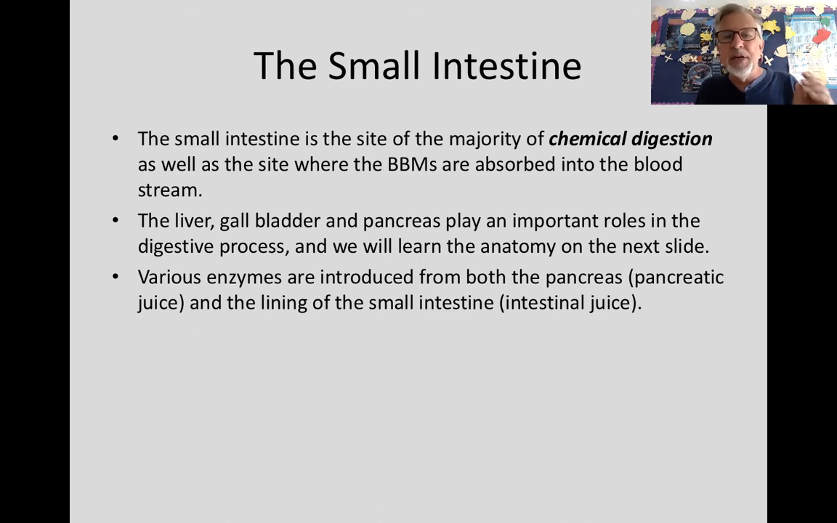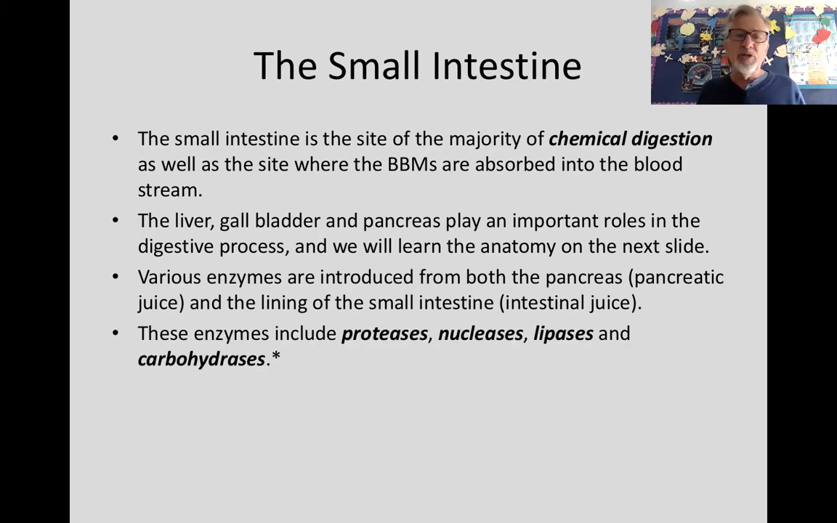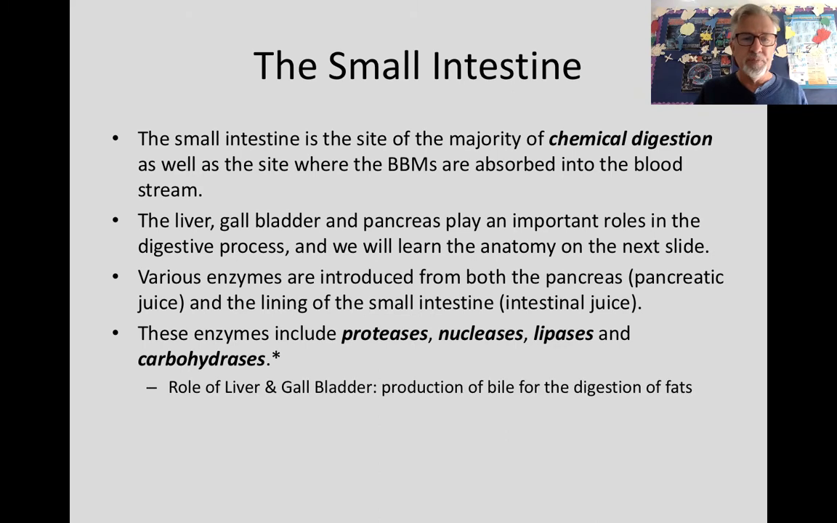Various enzymes are going to be introduced through both the pancreas and the lining of the small intestine, and they're going to be what digests the food particles into building block molecules. We call the secretions of the pancreas pancreatic juice, and we call the secretions of the lining of the small intestine intestinal juice. The enzymes that are introduced include proteases, which break down proteins, nucleases, which break down nucleic acids, lipases, which break down lipids, and carbohydrases, which break down sugars.